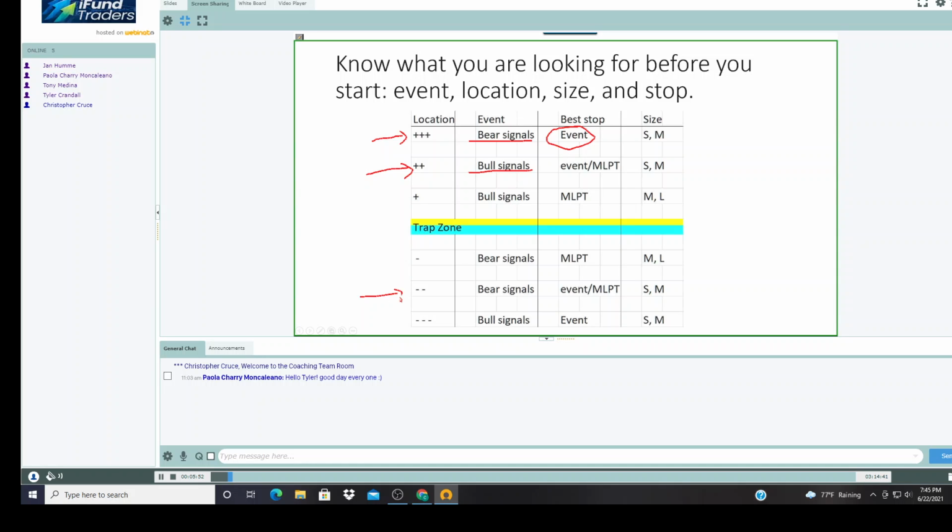Same down here, right? I should be looking for bearish signals if I'm in double minus. I shouldn't be looking to buy here. There are exceptions. What are those exceptions? What's the exception? When do you go against this? When do you go against what this says here?